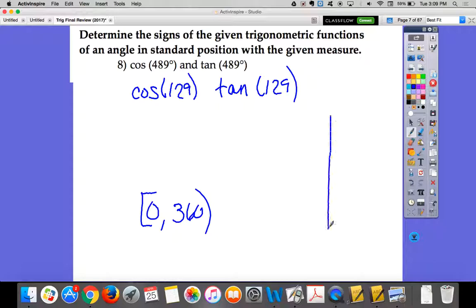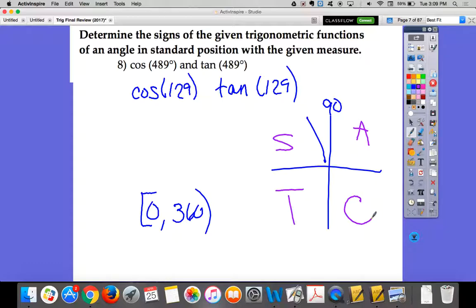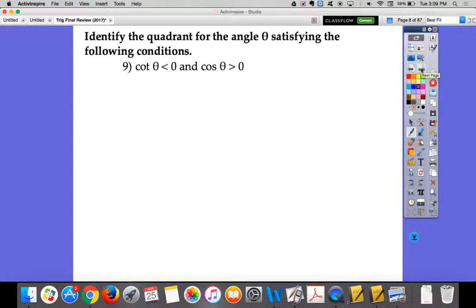Okay, now 129, remember we got 90 here, 129 is in second quadrant. All students take calculus. These are the values that are positive. Okay, and that's what it's asking us about, is what are the signs. So if sine, S-I-N-E, and its reciprocal are the only things that are positive in the second quadrant, that means both cosine and tangent will be negative in quadrant 2. And that's all it's asking for.